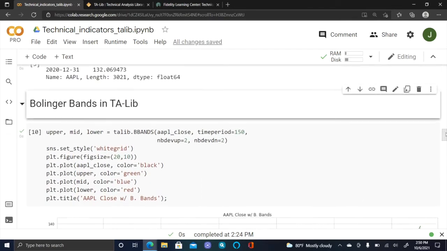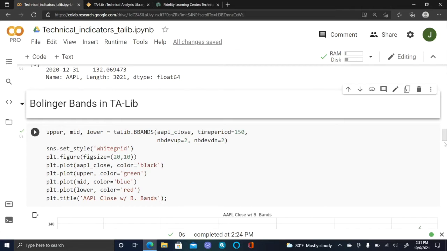Now the first indicator we're going to look at in TA-Lib is Bollinger Bands. And Bollinger Bands, we really have two parameters that we can set. First, it's the time period on the moving average and rolling standard deviation, and then we can choose how many standard deviations away from that moving average we want to set our upper and lower bounds. I chose 150 period for the moving average, and 2 standard deviations up or down. And then it's real easy. It comes out in an upper, mid, and lower, where mid being the moving average. This is 2 standard deviations up, and this is 2 standard deviations down.